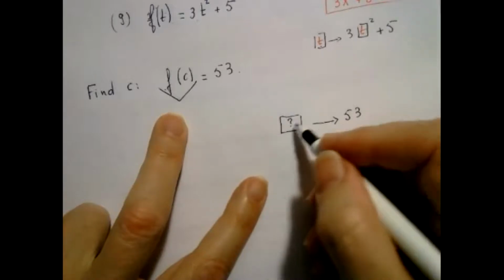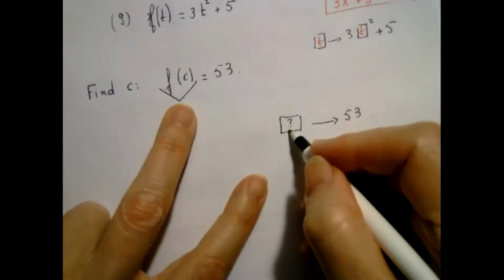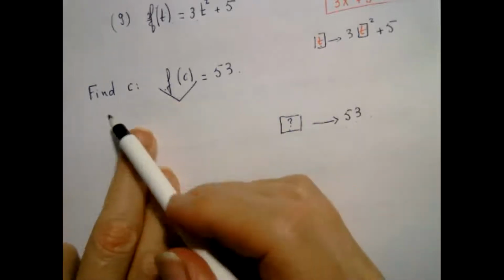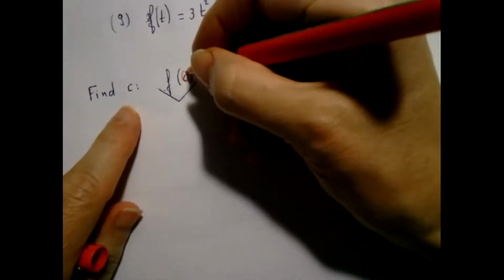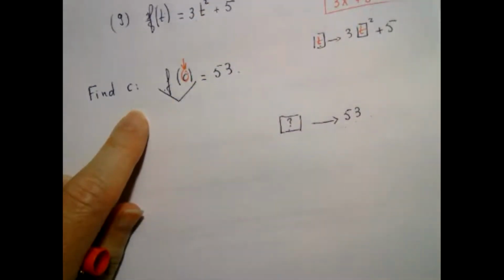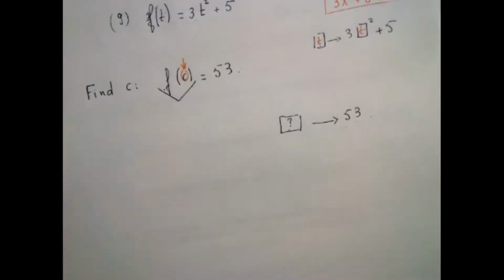So the question is, what is the input that I should put here that spits out an output of 53? So I see this question as very important. I want to find C. C is an input here. That's what I want to find, that gives me an output of 53. The question is, how do I find this? How do I solve this type of problem?